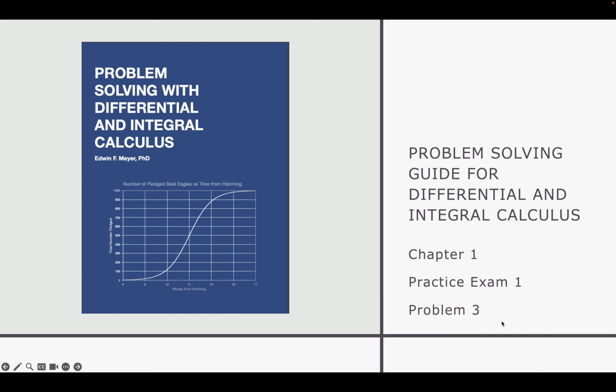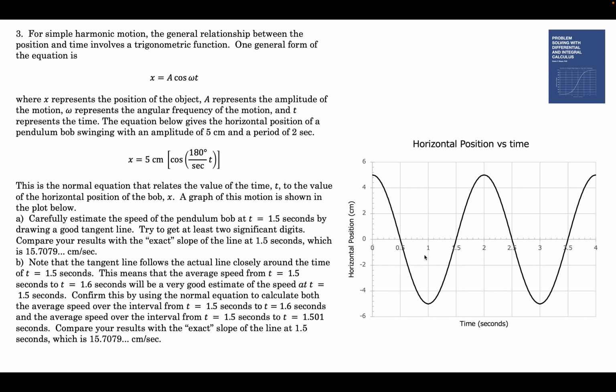This is problem 3 on practice exam 1 in chapter 1 from the book Problem Solving Guide for Differential and Integral Calculus. We have simple harmonic motion. This is the general form of simple harmonic motion. X is A cosine omega t.